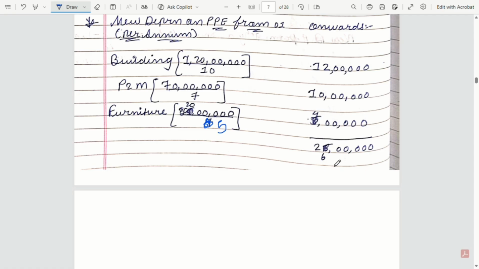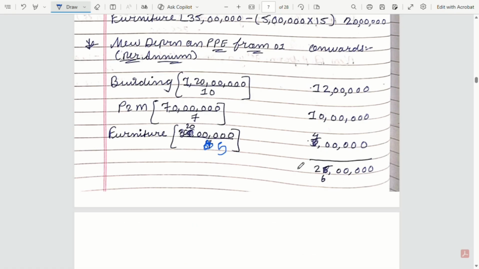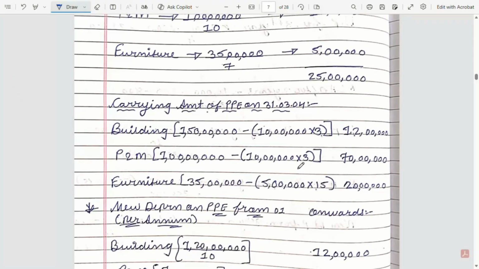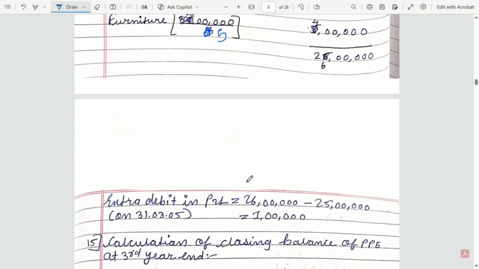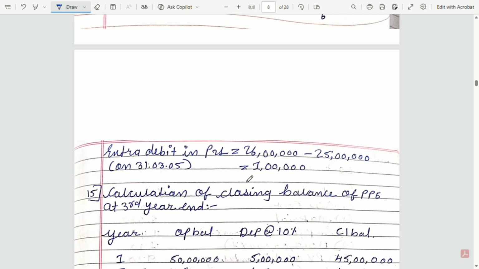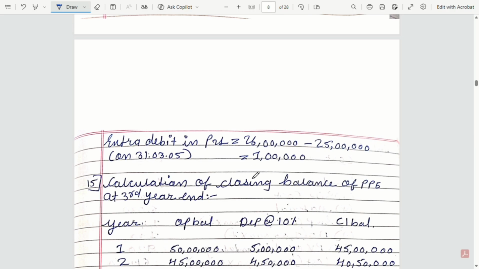10, 7 and 5 years. Okay, so total depreciation earlier was 25 lakh and now it is 26 lakh. So because of revaluation, our depreciation is increased by 1 lakh. Okay, so we got the solution.